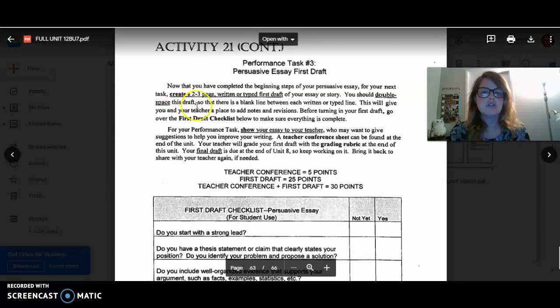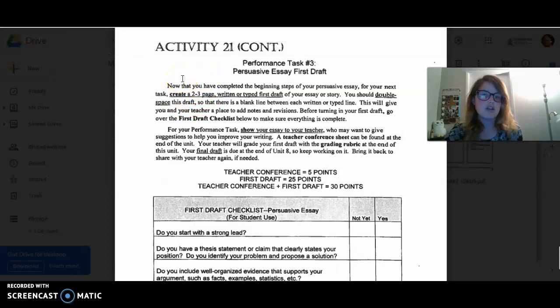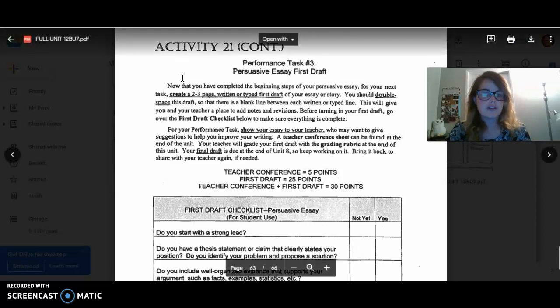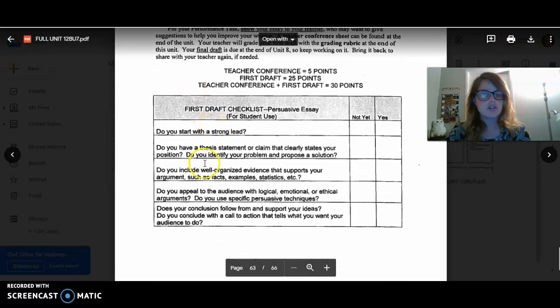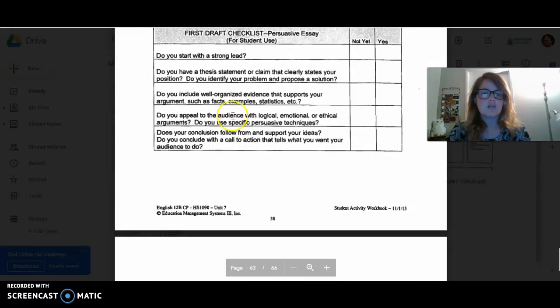And then you're going to create a 2 to 3 page draft of your essay. It's going to be double spaced, Times New Roman, 12-point font, 1-inch margins. And you're going to show it to me, and we're going to go over it in a conference worth 5 points before you turn in your final draft next unit. So do you start with a strong lead? Do you have a thesis statement? Is it well organized? Do you have ethos, logos, and pathos in it?